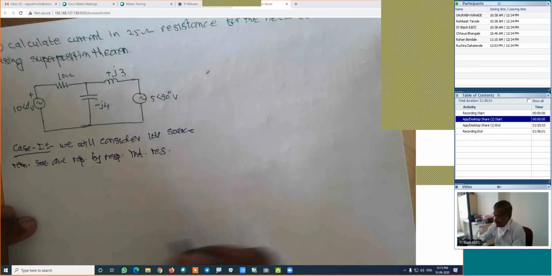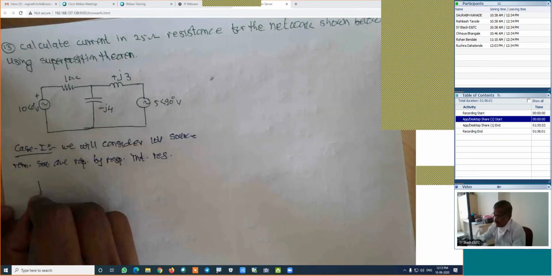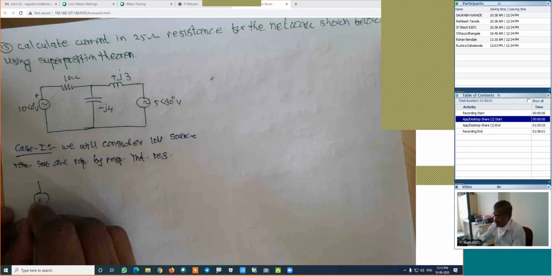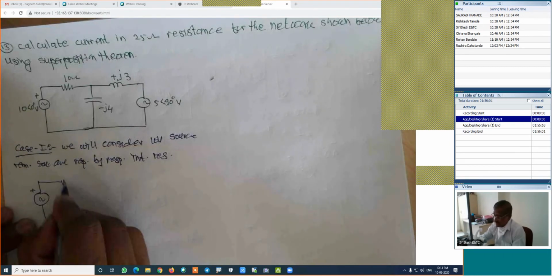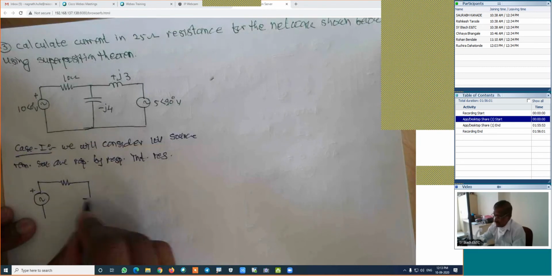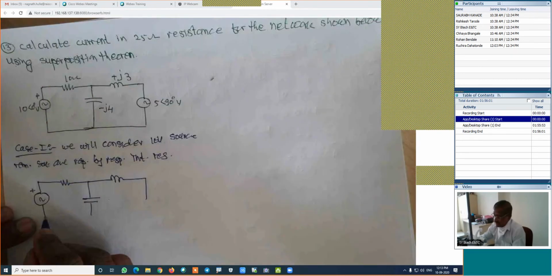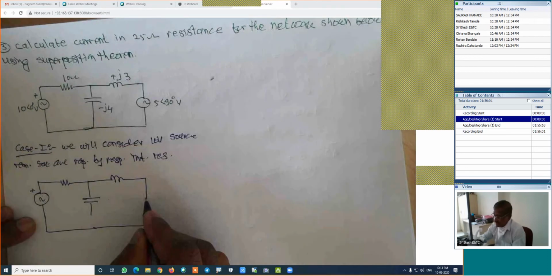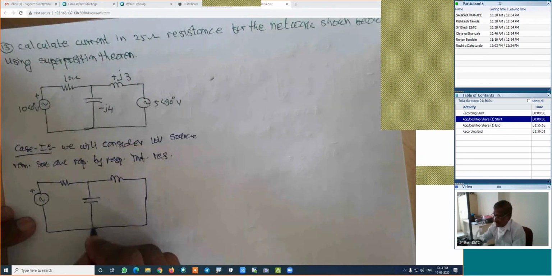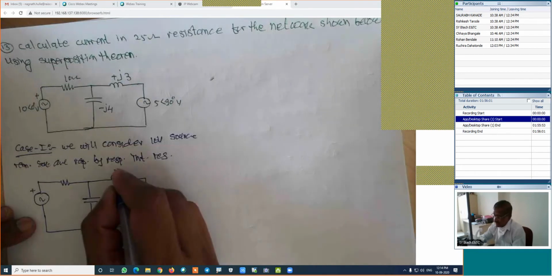How will the figure be? I am using the reduction technique here. There are a number of ways which we can use. Whenever it is a simple problem, the reduction technique will be the best option. We will reduce this figure. This is minus j4. This is plus j3.